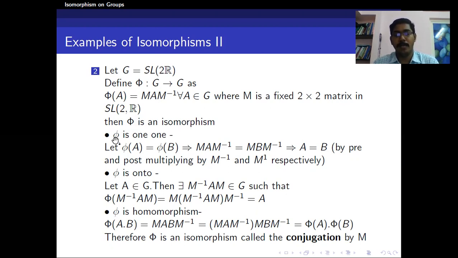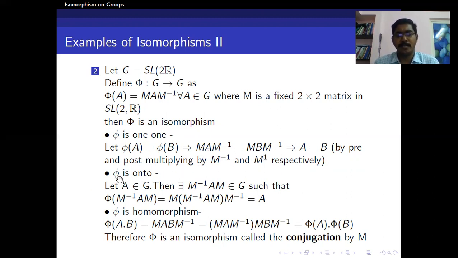First, we have to prove that phi is one-one. Let phi of A equal to phi of B. Then, according to the definition of phi, phi of A can be written as M inverse AM, and phi of B can be written as M inverse BM. Now pre- and post-multiplying by M and M inverse on both sides, we get A equal to B. Therefore phi is one-one.